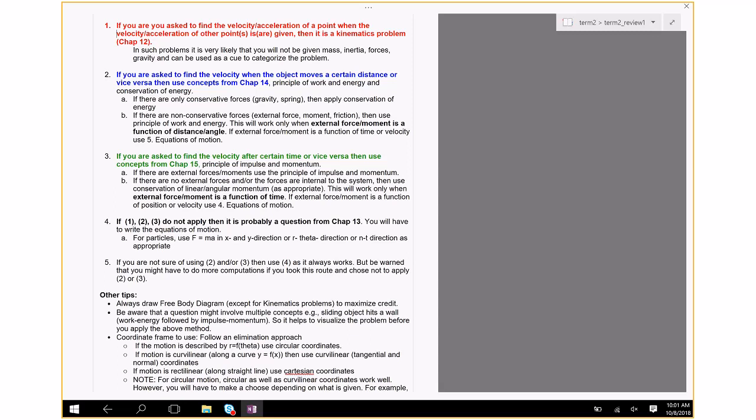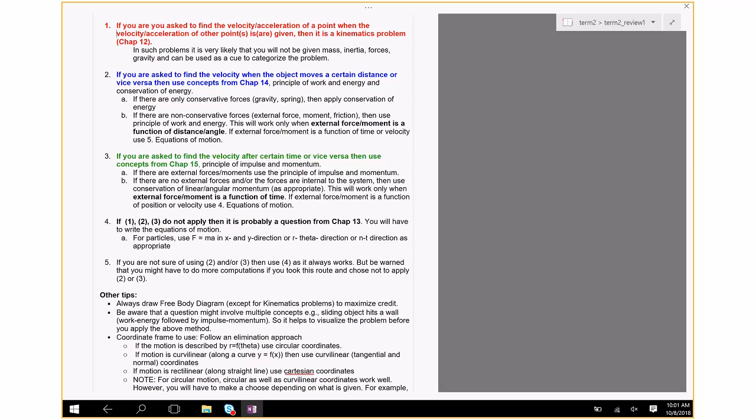Okay, so let's start. I'll have two classes for review. Today's class is basically on figuring out how to identify what concept to apply for a given problem.